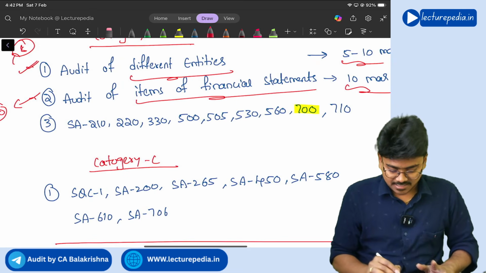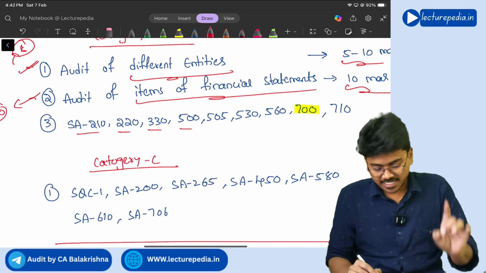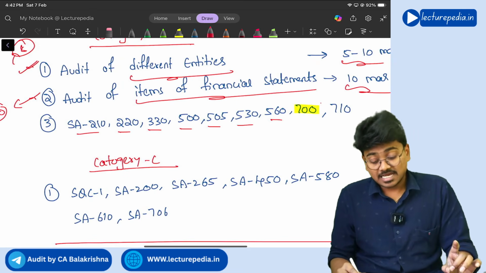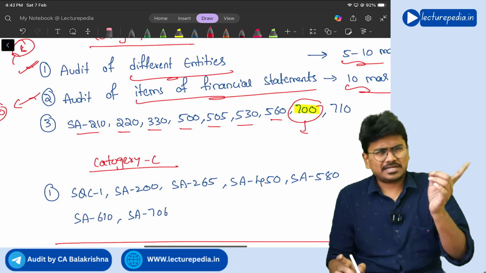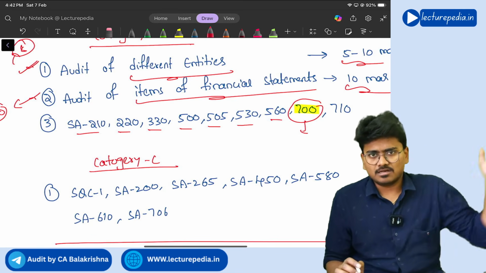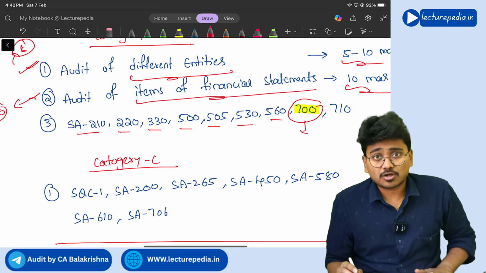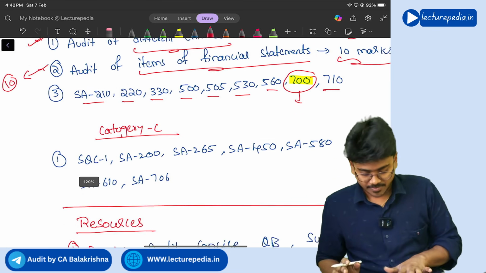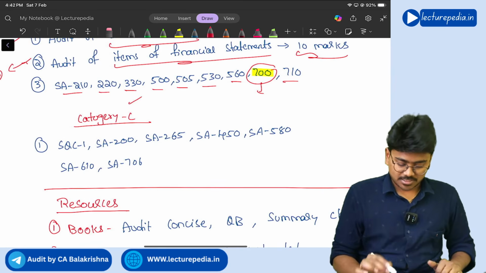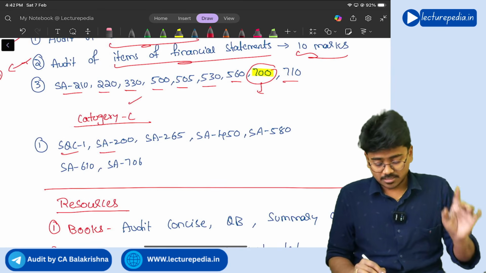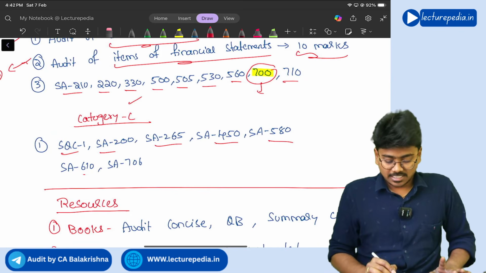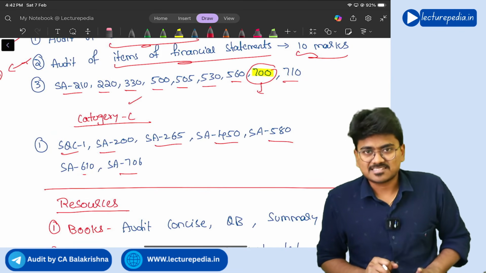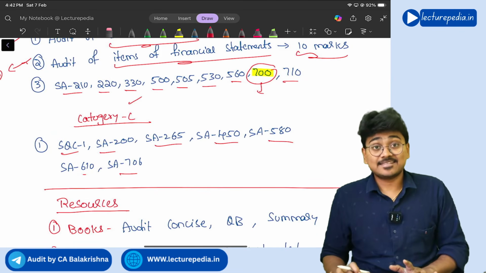Next, standards. SA 210, 220, 330, 500, 505, 530, 560. SA 700 has not been tested, just one time they have tested from May 24. From that also they might test it. And 710. These are category B chapters. Next, category C chapters: SQC 1, SA 200, 265, 450, 580, 610 and 706. These are the category C chapters.